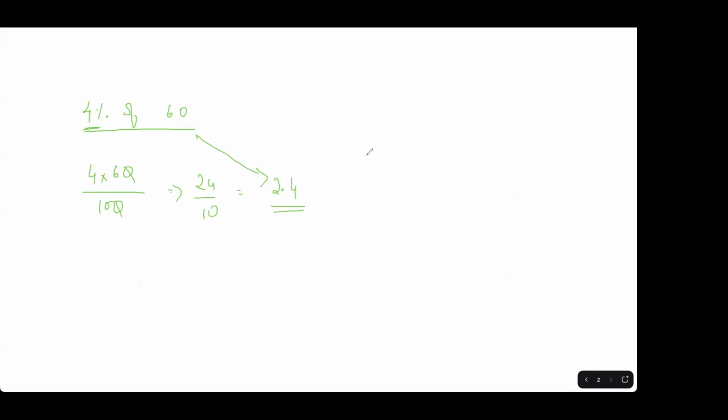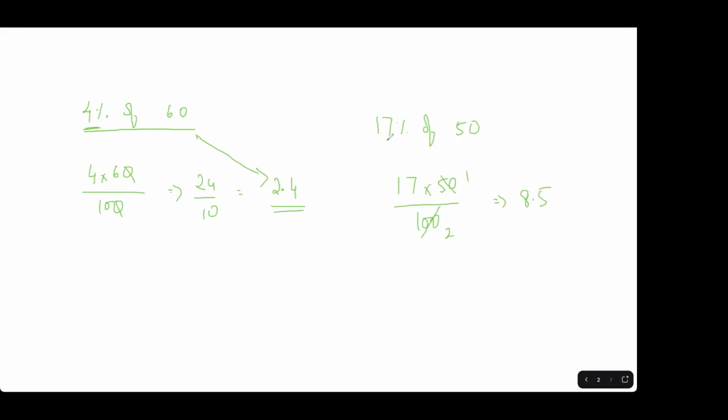Yes, sir. Okay. Now, sometimes they give you 17% of, let's say, 50. So what you'll do is 17 into 50 upon 100. So 50 into 1, 50 into 2, 17 divided by 2 is 8.5. Now, 8.5.